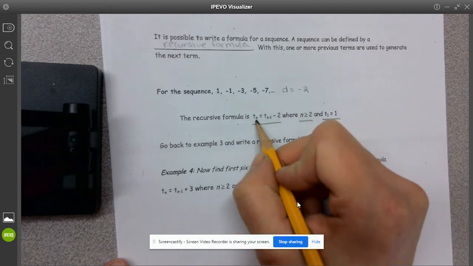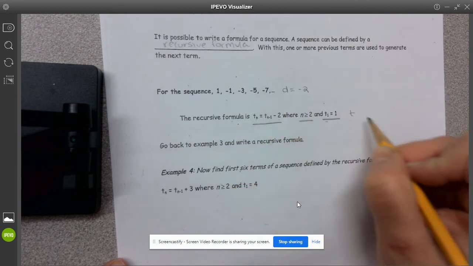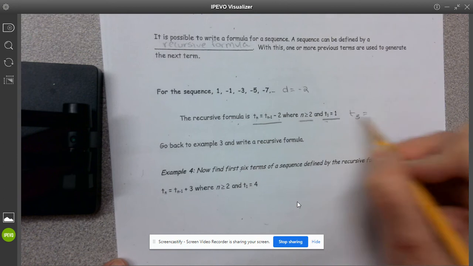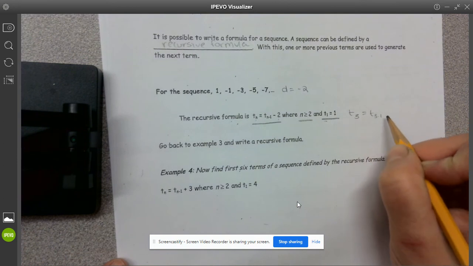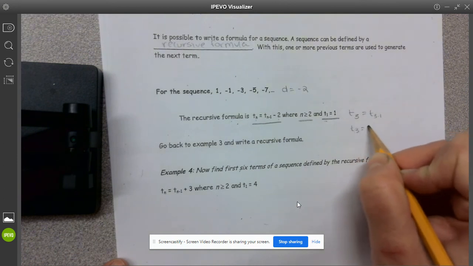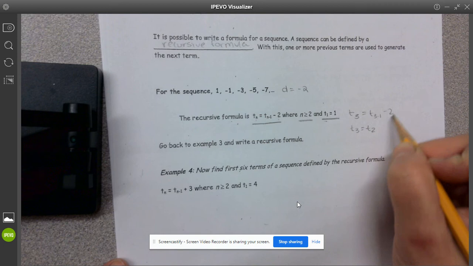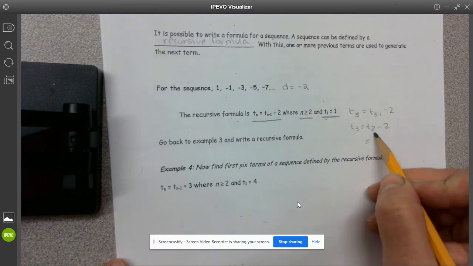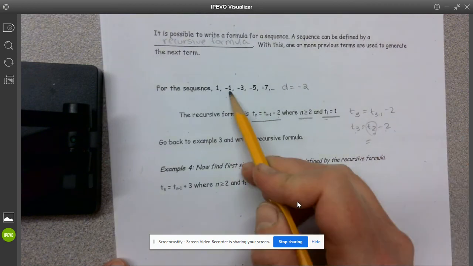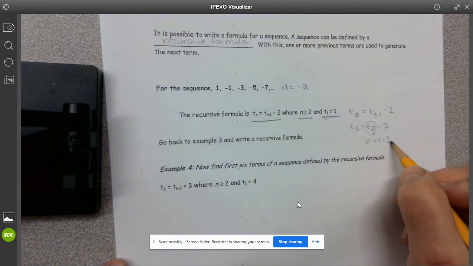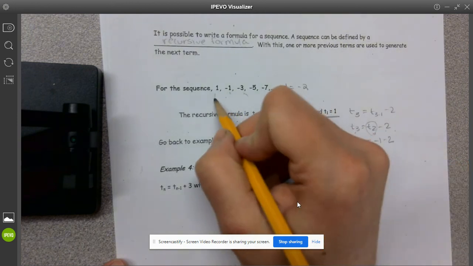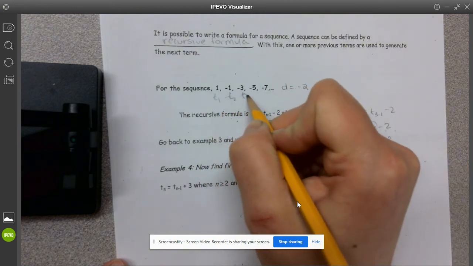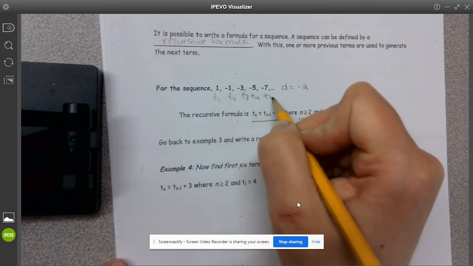So if I want to find the third term, 3 is my n. 3 minus 1 would mean that's the second term. And what you're doing every time is subtracting 2. Okay, so my third term is my second term minus 2. Yeah, that's my third term. So this is term 1, this is term 2, this is term 3, this is term 4, this is term 5.